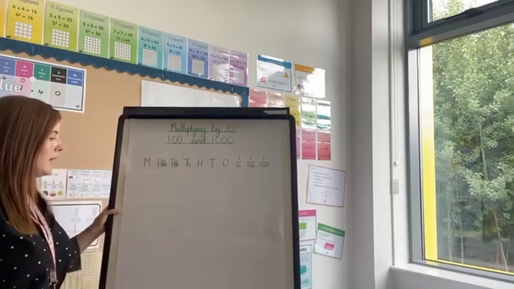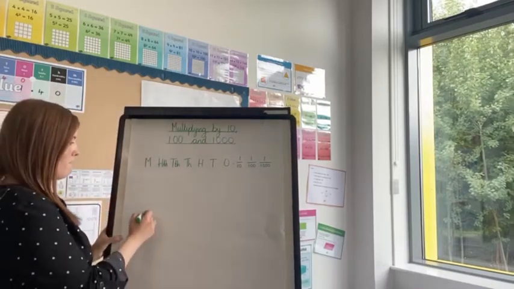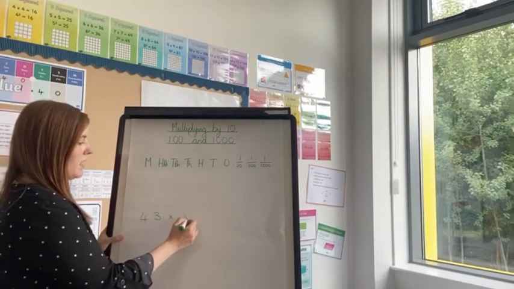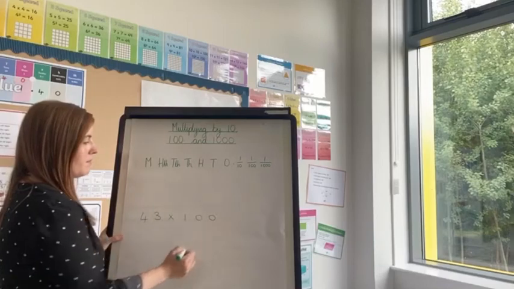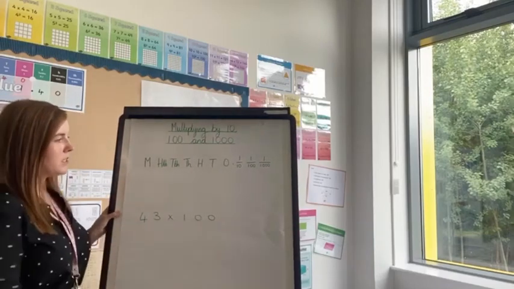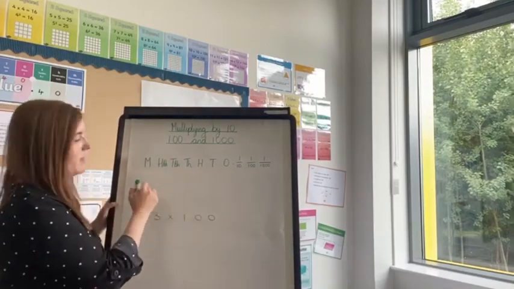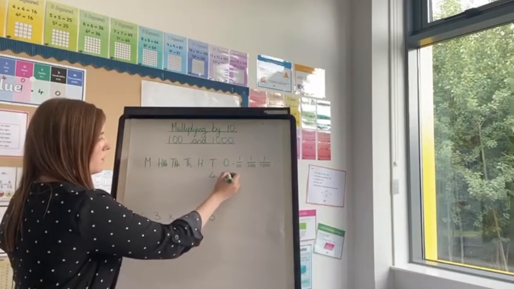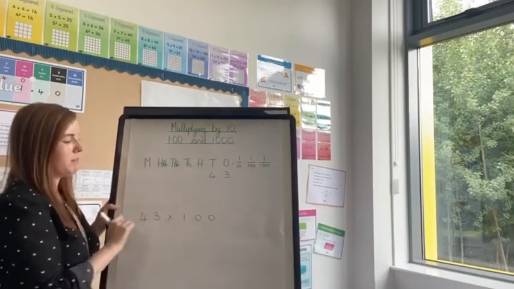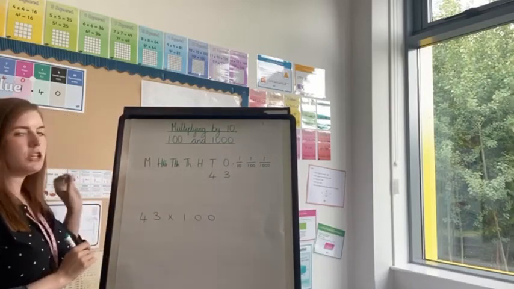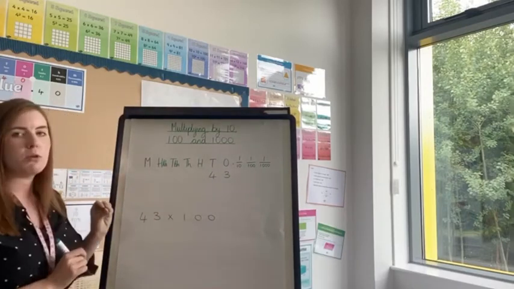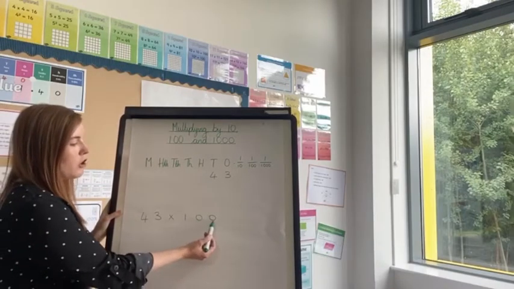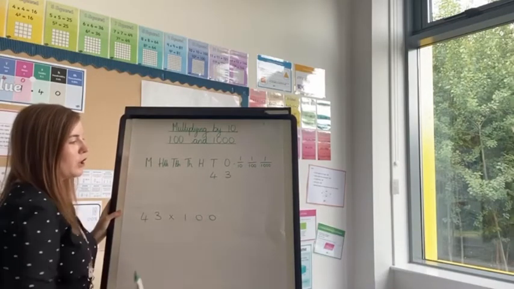Okay, let's have a look at a question. 43 times 100. I put my 43 in the correct place on my place value grid. So I've got 4 tens and 3 ones. I am multiplying, so I am going to move each digit to the left. My number is going to get bigger when I multiply. And I'm timesing by 100, so I'm going to move 2 places.